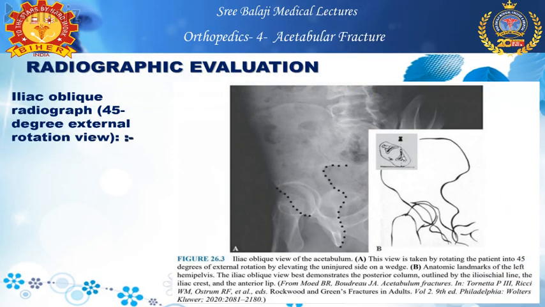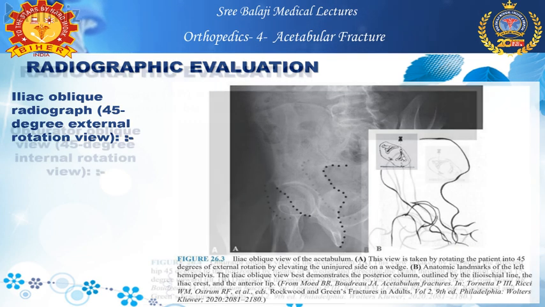The next view is the iliac oblique view. The view is taken by rotating the patient 45 degrees into external rotation, elevating the unaffected side by keeping a wedge. These are the anatomic landmarks of the left hemipelvis. The iliac oblique view best demonstrates the posterior column, outlined by the ilioischial line.